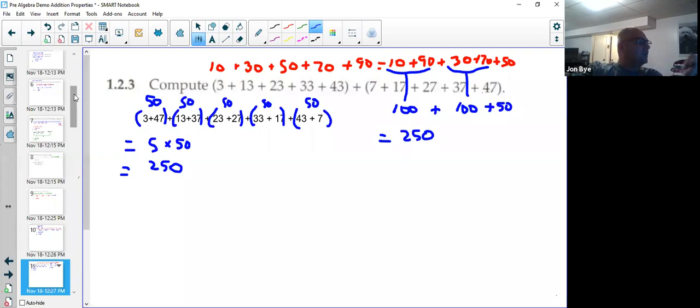yeah, that's okay. We can wait for you if you want. That's really what we want to understand: why we can do that, why we can group them in certain ways. Those are those 2 properties, associative and commutative. And then we want to group them in such a way to make it easier to calculate, whether it be all 50s or 10 plus 30 plus 50 plus 70 plus 90, and then regrouping those to make it nice and neat with 100 plus 100 plus 50.